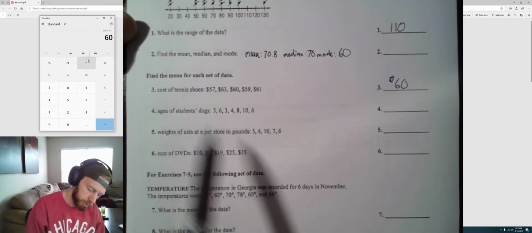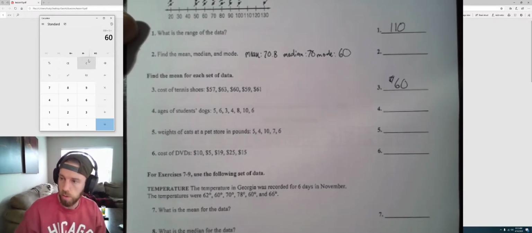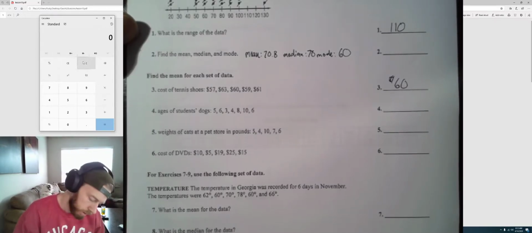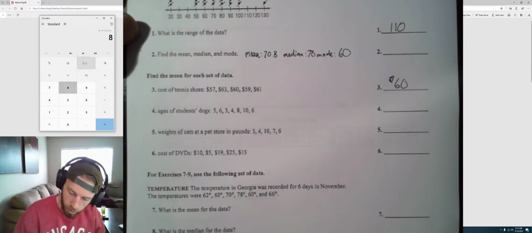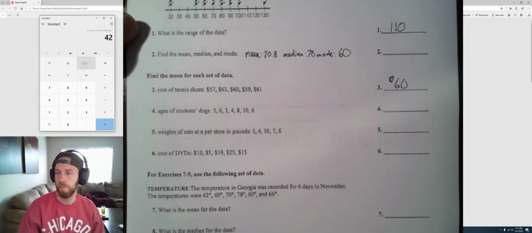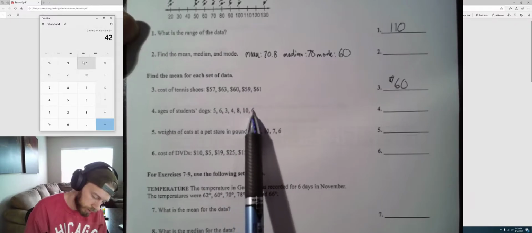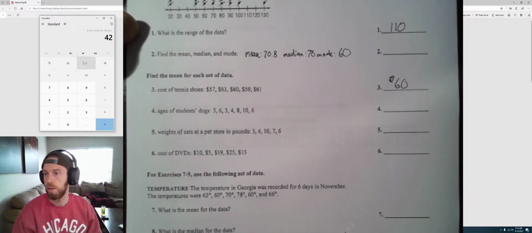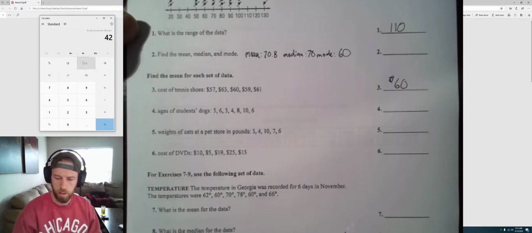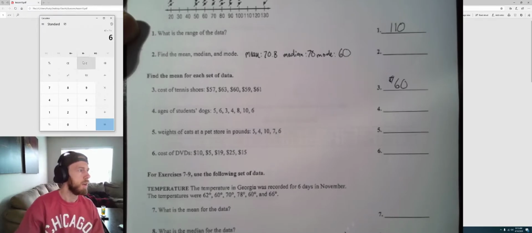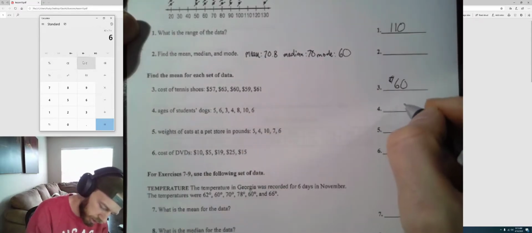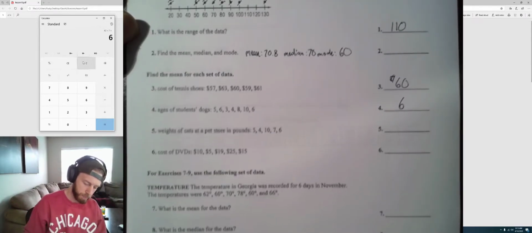Number 4, age of students' dogs. We clear this out. One of them is 5. One of them is 6. One of them is 3. One of them is 4. 8, 10, and 6. We add all those up. There are 1, 2, 3, 4, 5, 6, 7 dogs. Did I hit the divide by button? 6. Looks like the average age of these dogs is 6.